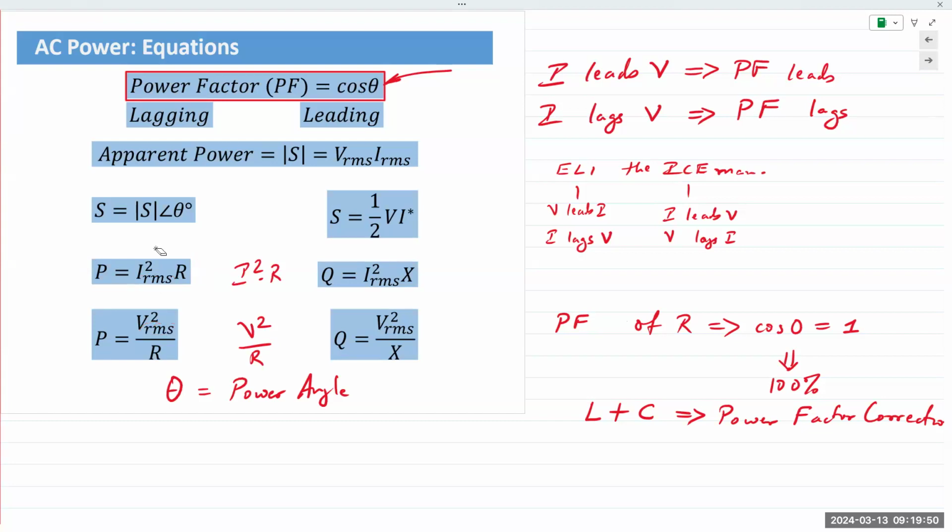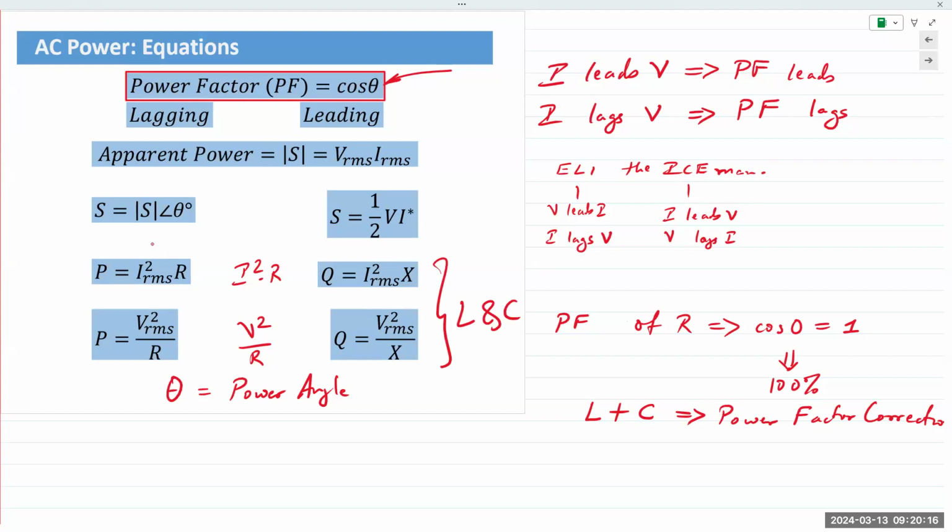Okay. In terms of reactance, we can describe the reactive power using the same equations. I squared RMS times X and V squared RMS divided by X. And this could be for both inductor and capacitor.